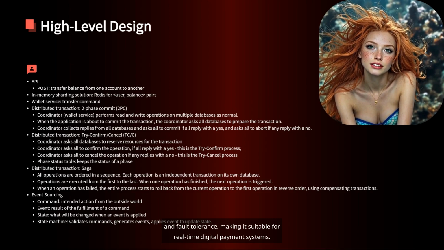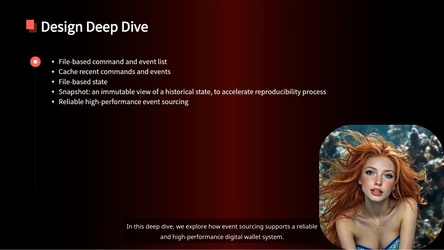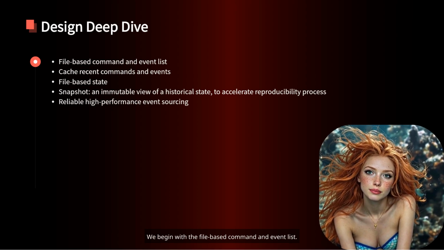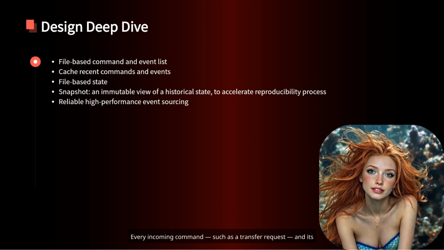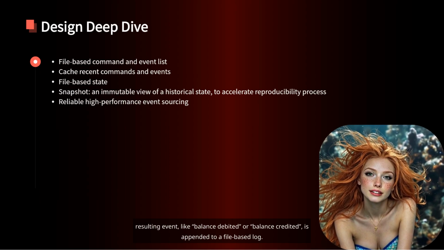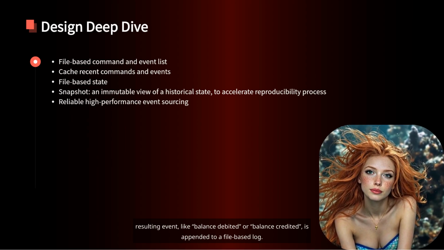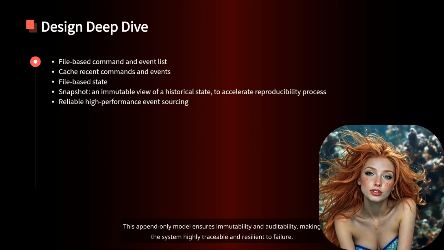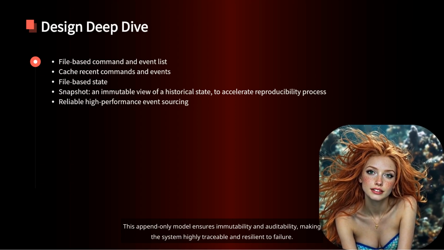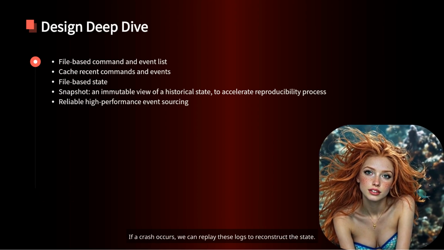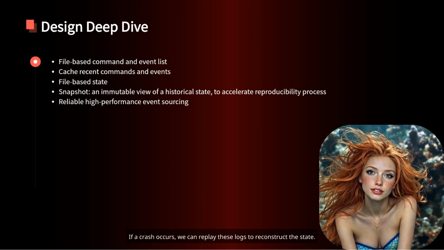In this deep dive, we explore how event sourcing supports a reliable and high performance digital wallet system. We begin with the file-based command and event list. Every incoming command, such as a transfer request, and its resulting event, like balance debited or balance credited, is appended to a file-based log. This append-only model ensures immutability and auditability, making the system highly traceable and resilient to failure. If a crash occurs, we can replay these logs to reconstruct the state.